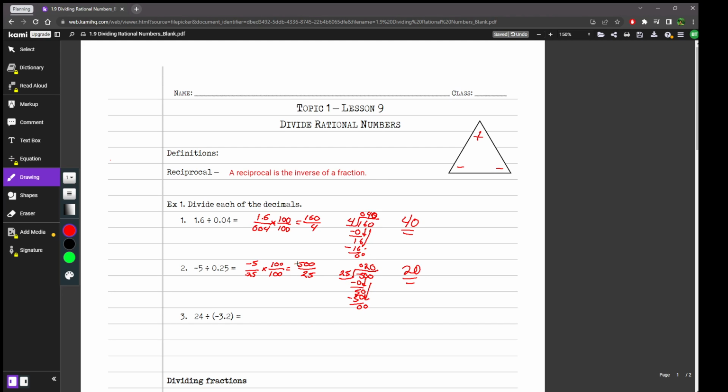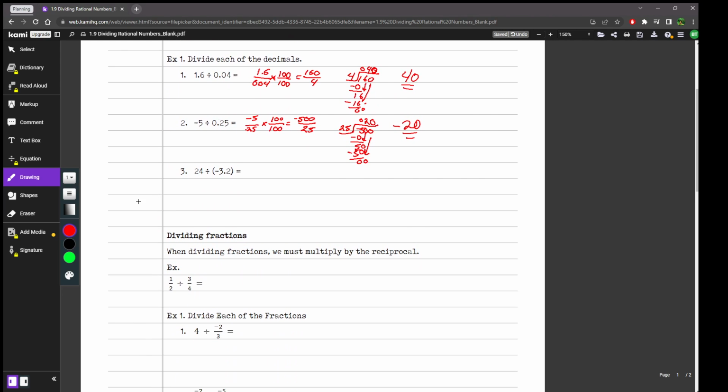But don't forget, we're dividing a negative by a positive. So our answer is going to be negative, right? Okay. Alright, and it's just a repeat for these. We're going to write this as a fraction, 24, and we're dividing by negative 3.2. But this time, we only have one decimal place, so I'm going to multiply top and bottom by 10 instead. So we end up with 240 over negative 32, and we just do our division problem.